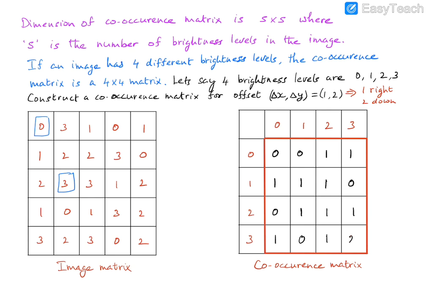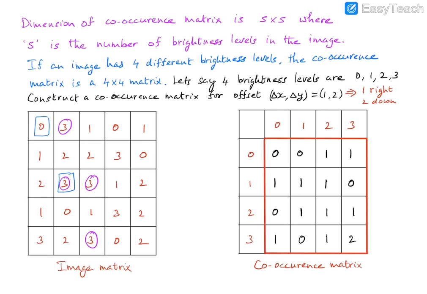Okay, so because we get pixel value 3 and pixel value 3 at the defined offset twice in the image, so that's once. So I'm going to mark this 3 and 3. So we have a 3 and 3, that's once, and we have this 3 and this 3, that's twice. Okay, so that's why we have put 2 in this box.